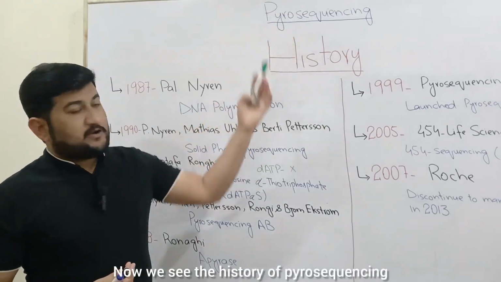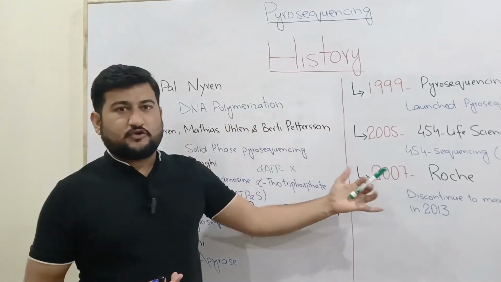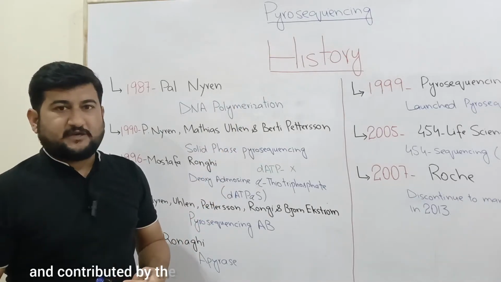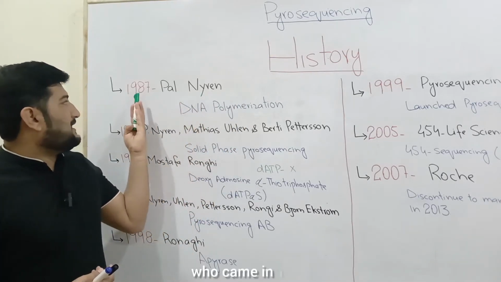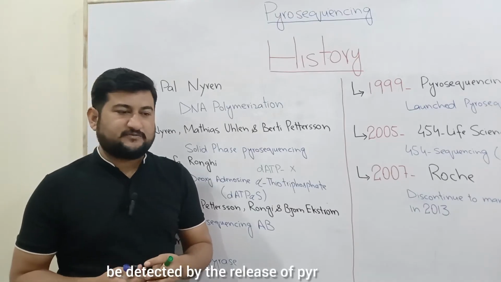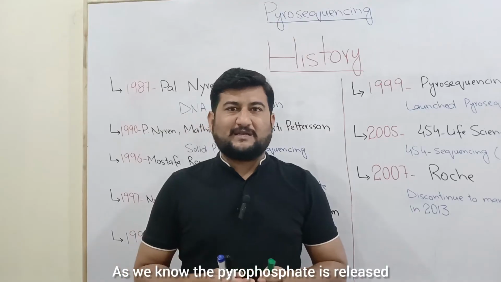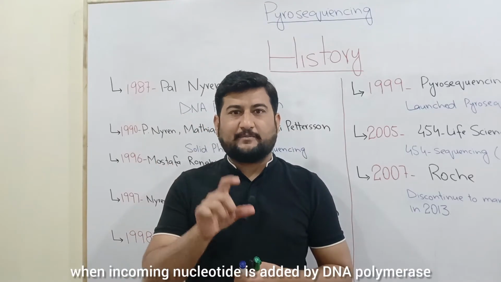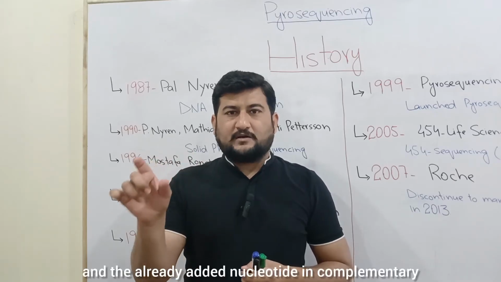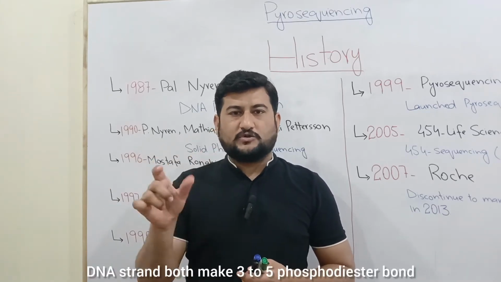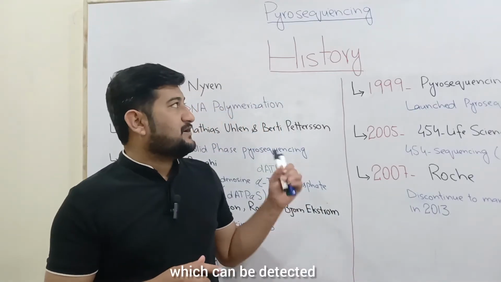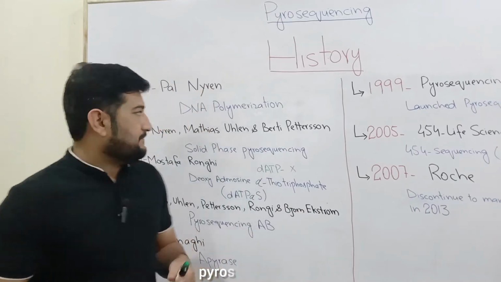Now we see the history of pyrosequencing. Here is a long list of scientists who came in different eras and contributed their work to the development of pyrosequencing. The first scientist came in 1987 and said that DNA polymerization can be detected by the release of pyrophosphate. As we know, pyrophosphate is released when the incoming nucleotide is added by DNA polymerase. The incoming nucleotide and the already added nucleotide in the complementary DNA strand make a 3 to 5 phosphodiester bond and release pyrophosphate, which can be detected in pyrosequencing.